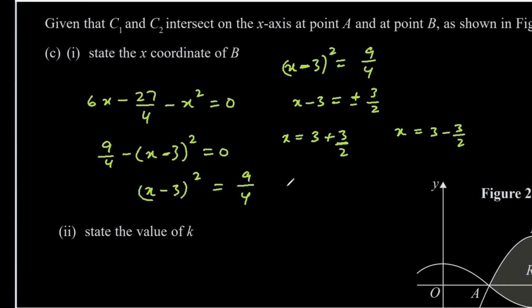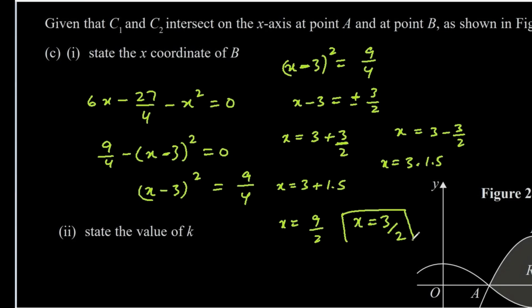There are two values. So this is going to be x equals 3 plus 1.5, and this is going to be 3 minus 1.5. So the two values are going to be x equals 9 over 2 and x equals 3 over 2, or 1.5. These are the two values that we can have.